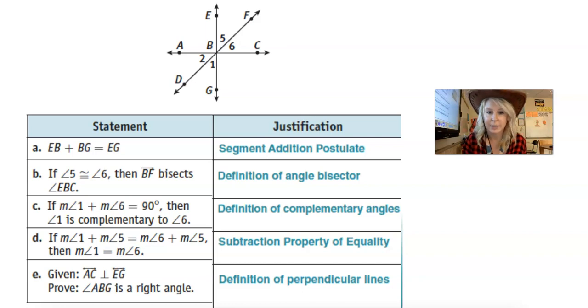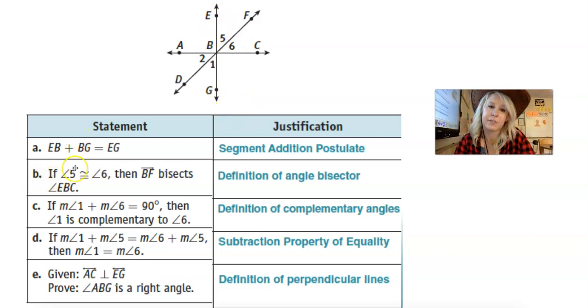So here are our answers. The first one was the segment addition postulate. So notice EB, we write line segments with 2 letters. So maybe we didn't put angle addition postulate because there wasn't an angle symbol. So that would be the angle addition postulate. I added this part plus this part to equal my total.